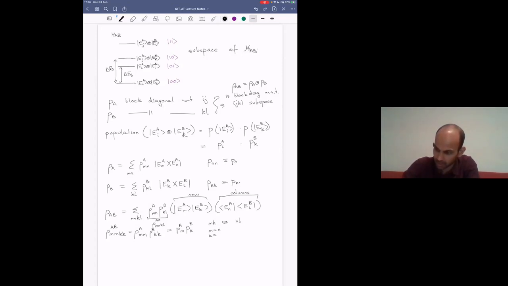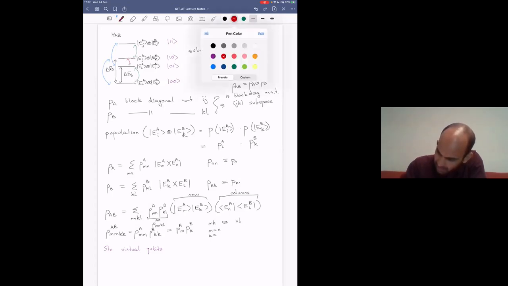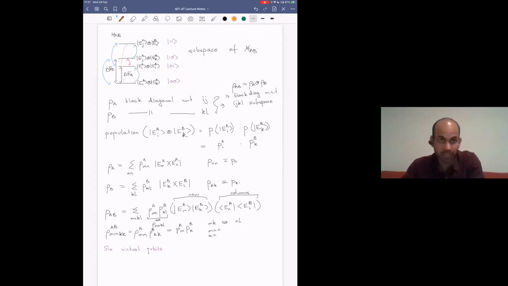And there are six such virtual qubits. So there are six virtual qubits we can look at. Let's pick different colors. We can look at the virtual qubit between these two states. We can look at the virtual qubit between these two states. We can also look at the virtual qubit between these two states and these two states. And finally, we can look at the virtual qubit between the intermediate states and the virtual qubit between the top and the bottom state. So there are four levels and there are six ways of taking pairs of these levels. And each of those ways of doing so isolates a virtual qubit subspace.